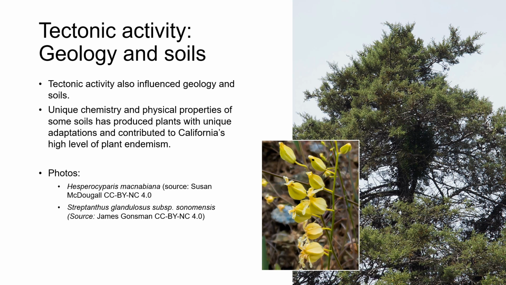Tectonic activity has also produced a diverse geology in California, which in turn influences the chemical composition and physical characteristics of the state's soils. The unusual chemical composition of some of these soils has produced plants with unique adaptations to survival and contributed to California's high level of plant endemism. As an example, on the right you can see photos of two plants that are adapted to serpentine soils: the tree, Sargent cypress, and the uncommon jewel flower, a small annual. Both of these plants grow only on serpentine soils.